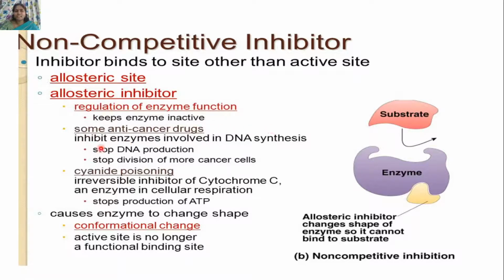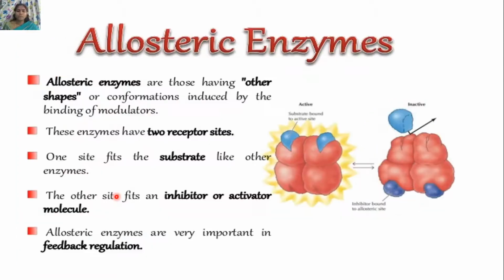Some anti-cancer drugs inhibit enzymes involved in DNA synthesis, stopping DNA production and stopping the division of more cancer cells. Cyanide poisoning is a reversible inhibition of cytochrome c, an enzyme in cellular respiration, which stops production of ATP. It causes the enzyme to change shape, a conformational change. The active site is no longer functional for binding of the substrate. An allosteric inhibitor changes the shape of the enzyme so it cannot bind to the substrate. It is non-competitive inhibition.